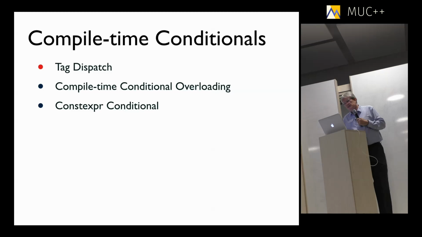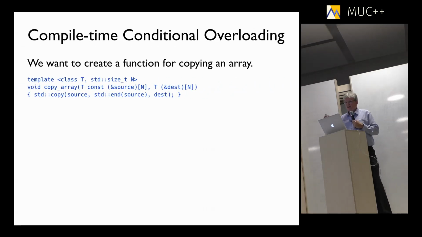Okay, so tag dispatch is one way of dispatching. There's another technique, and this is compile time conditional overloading. So in this case, I want to talk about an example where we want to copy an array. We're given two arrays, the source and the destination, and they have to be arrays of the same type and the same size. And internally, we can just call std::copy, right? But what's std::copy going to do? It's going to go into a loop and copy the items one at a time, using the assignment operator of these things, right?